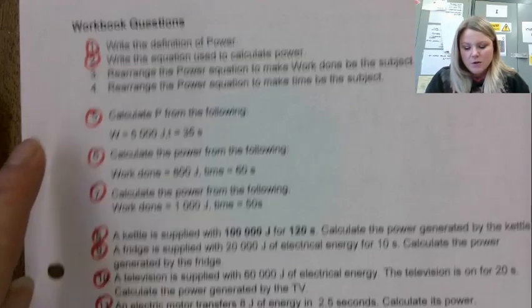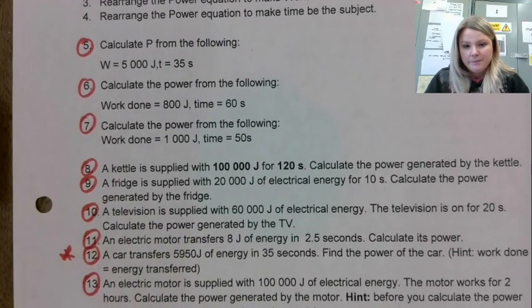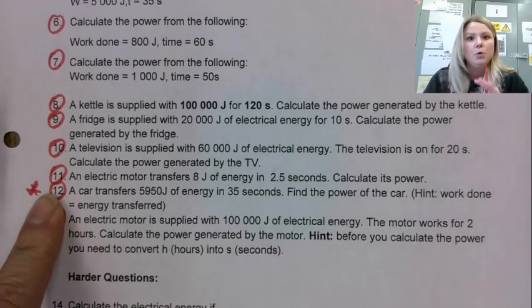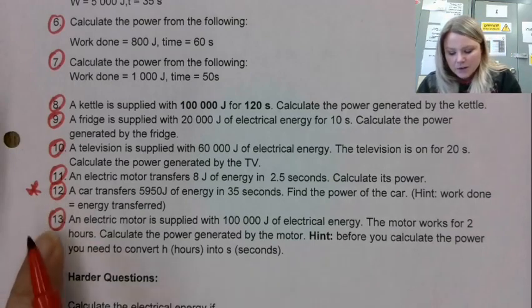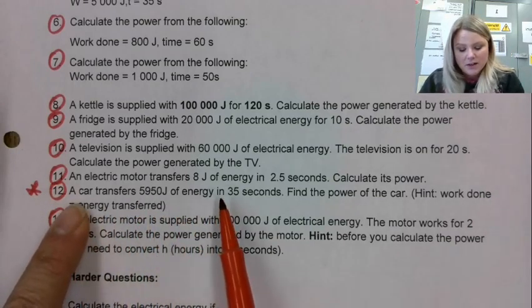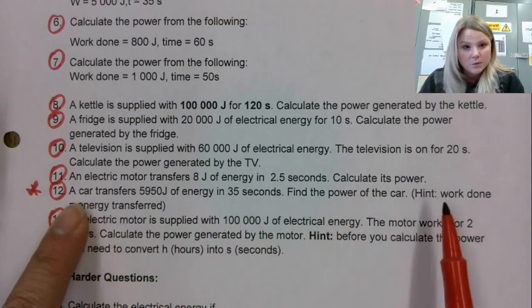So question 1, 2, and then 5 to 13. Now you see I have a wee star at this one. That's because that's making use of the whole work done equals energy transferred thing. So a car transfers 5,950 joules of energy in 35 seconds. Find the power. And then there's a wee hint here for you.